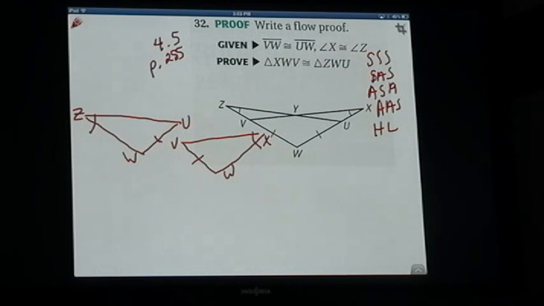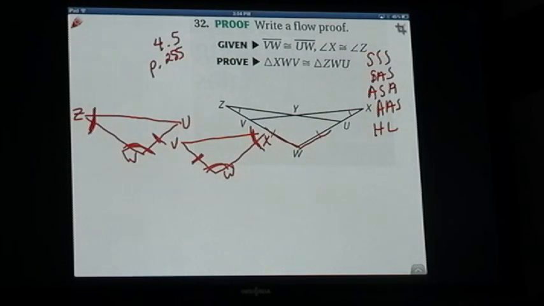Now, one of the things you always want to look for in these proofs is common things. Like both of these triangles have angle W as a part of them. Well, of course, angle W is congruent to angle W. So now what do we have? We have an angle, and a side.